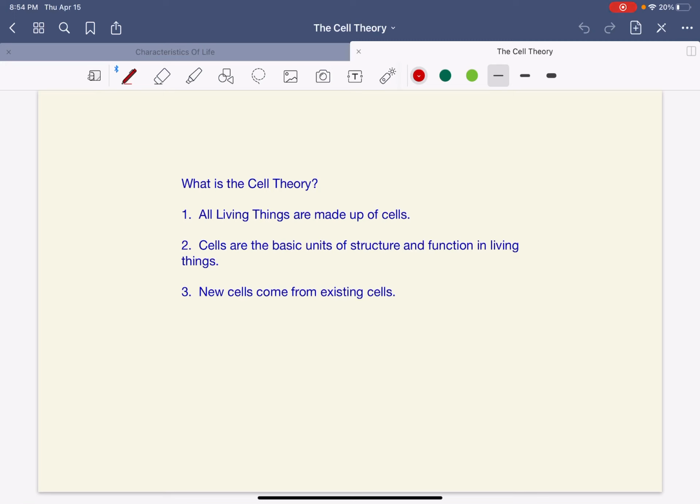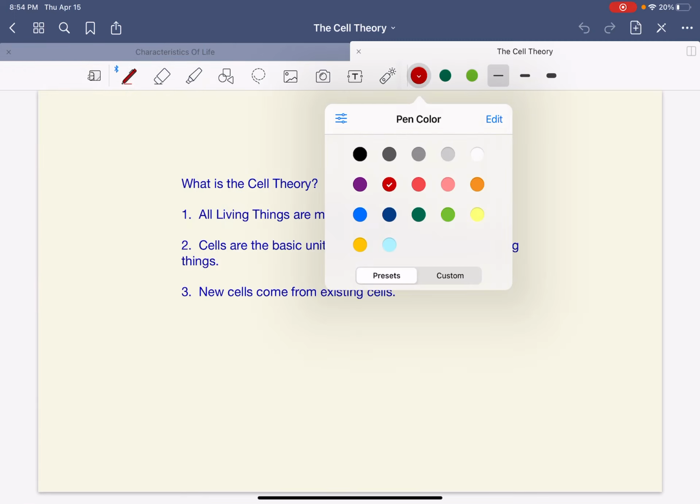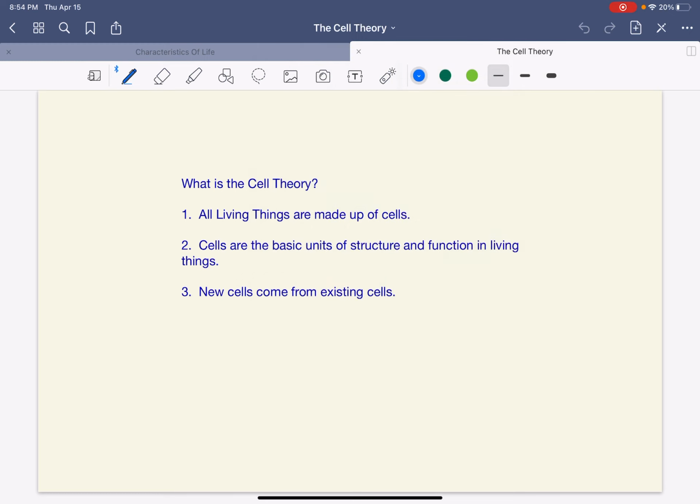Today we are going to discuss the cell theory. Okay, let's jump right to it. So, what is the cell theory? The cell theory is the following. There are three theories. One, all living things are made up of cells, and this is what we discussed in the characteristics of life video that you should have seen.